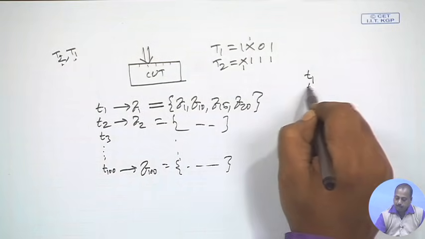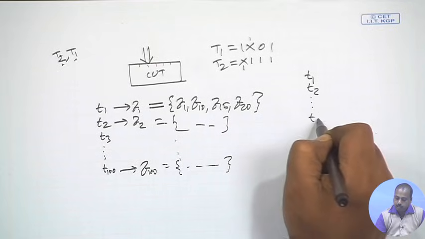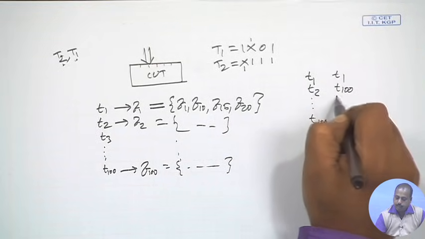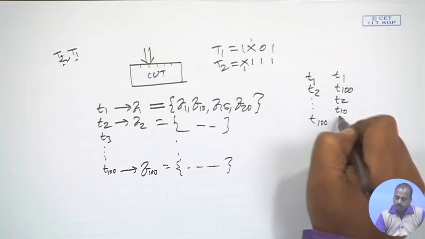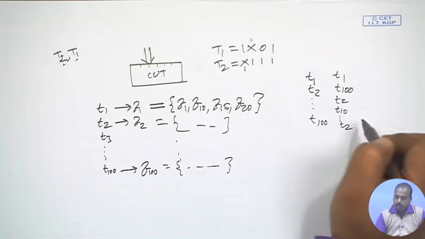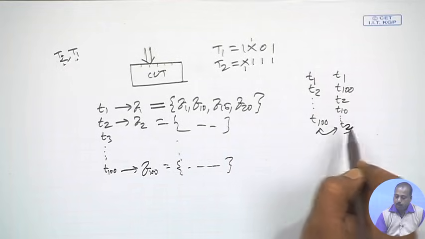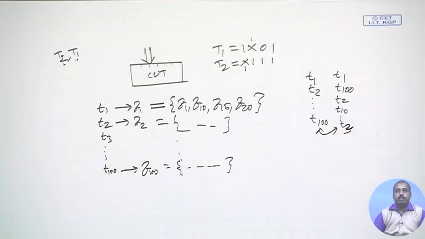So, somebody applying patterns in this sequence T1, T2, T100, and another person applying it in this sequence T1, T100, then T2, then T10, then finally, say, T3 at the end. So, if all the patterns are applied to a combinational circuit, the fault coverage will remain unaltered.